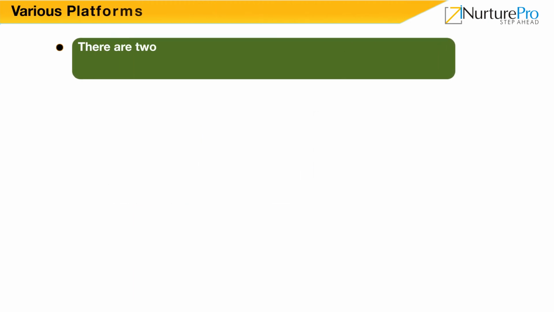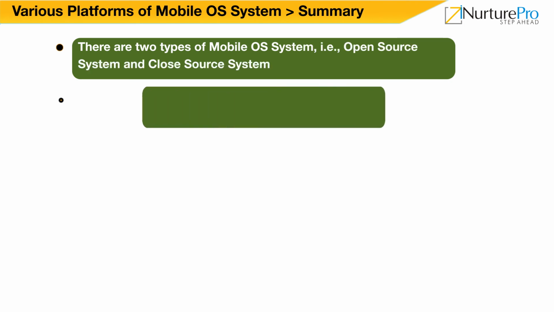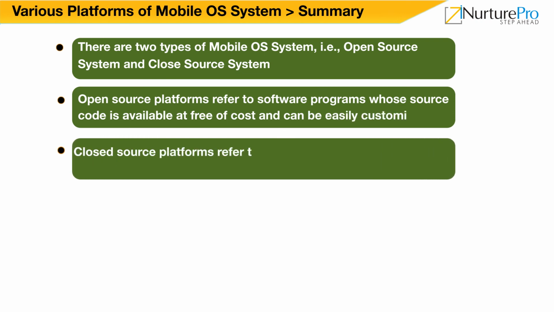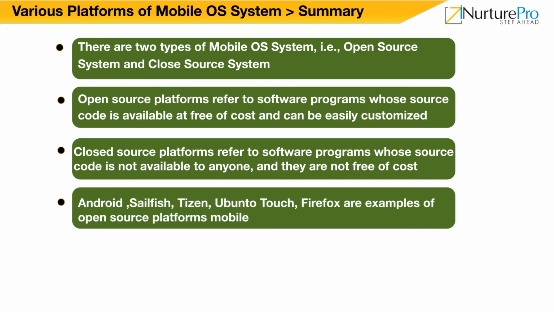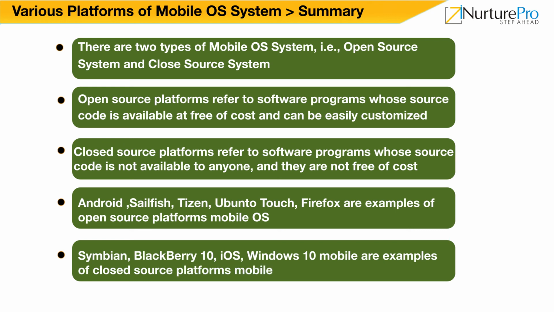What we learned so far is that there are two types of mobile OS. They are open source systems and closed source systems. Open source platforms' software source code is available free of cost and is easily customized, whereas software of closed source platforms is not easily available to anyone. Android, Sailfish, Tizen, Ubuntu Touch, Firefox are a few examples of open source platform mobile OS, and Symbian, BlackBerry 10, iOS, Windows 10 Mobile are examples of closed source platform mobile OS.